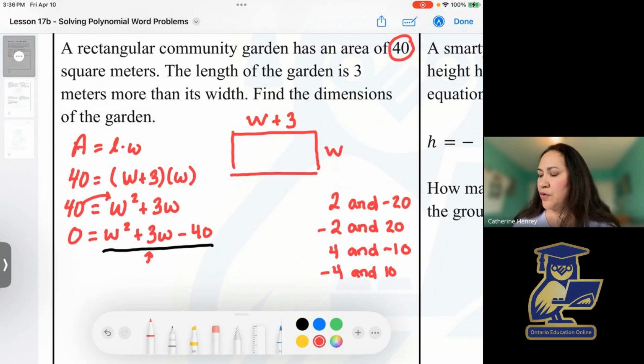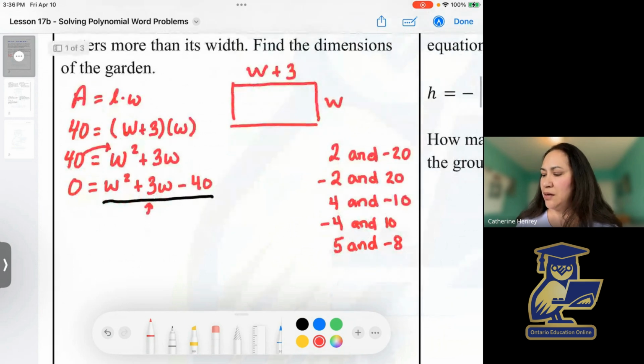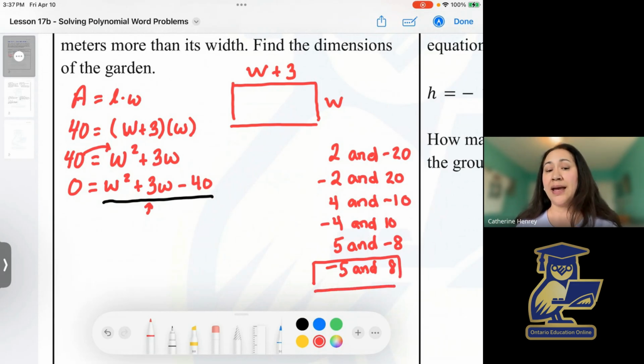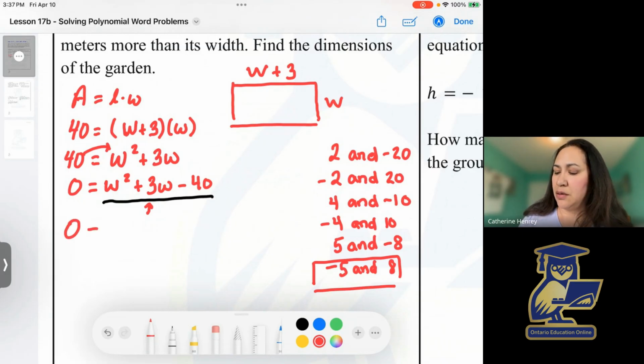So how about 5 and negative 8? We're actually almost there because that'll give me negative 3. So let's change the signs: negative 5 and positive 8. These are the two numbers that will multiply to give me negative 40, and they will add to give me positive 3. Now I have the factors, and I rewrite my quadratic in factored form. So we'll have W minus 5 and W plus 8.